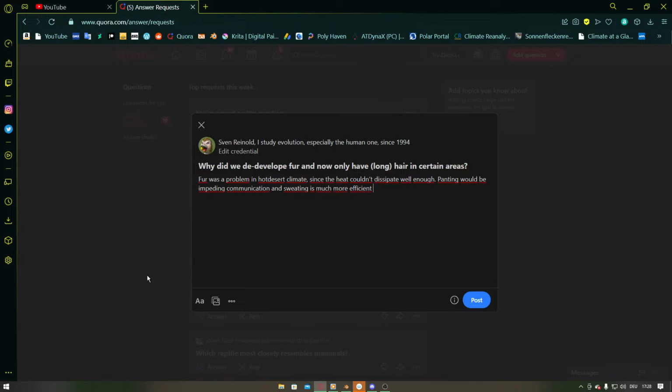It makes it much more efficient for getting rid of excessive heat. Also, the hair on the head protected us from the sun, so you don't get sun, I don't know. Not us, them.